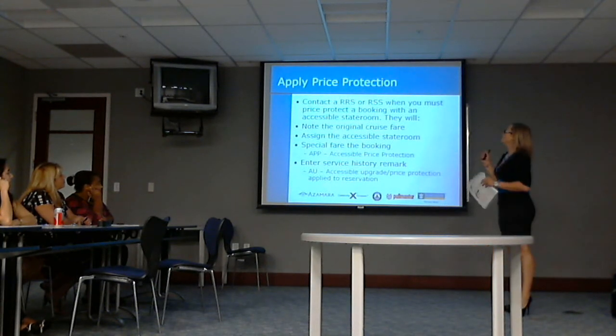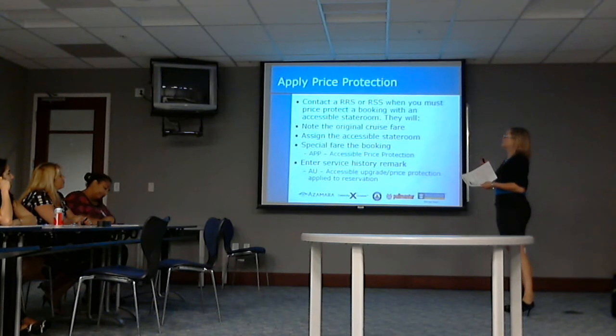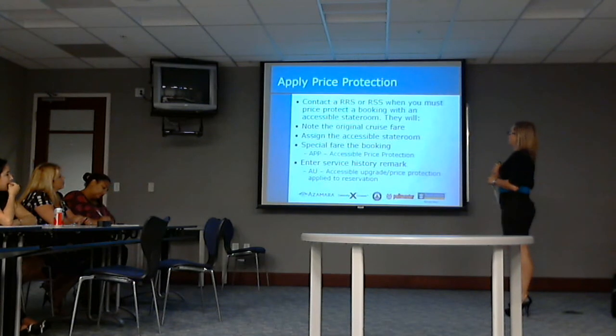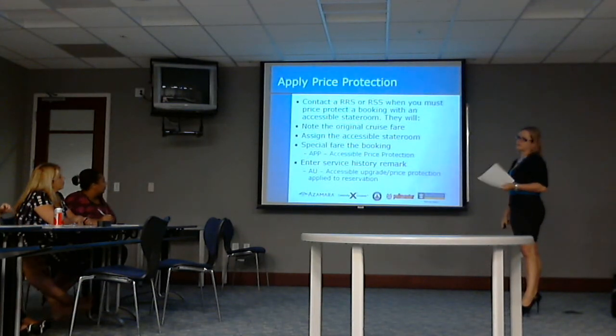We're going to contact our RSS, Johnny Balboa, or Ziza, when you must price protect a booking with an accessible stateroom. They will note the original cruise fare, assign the accessible stateroom, and special fare the booking, which the code is going to be APP. So you need to make sure you're checking with accessible rooms when you get callbacks to see what could happen in that scenario. Then they're going to enter the service number, which is AU, accessible upgrade, price protection applied to the reservation. That's going to be the process.